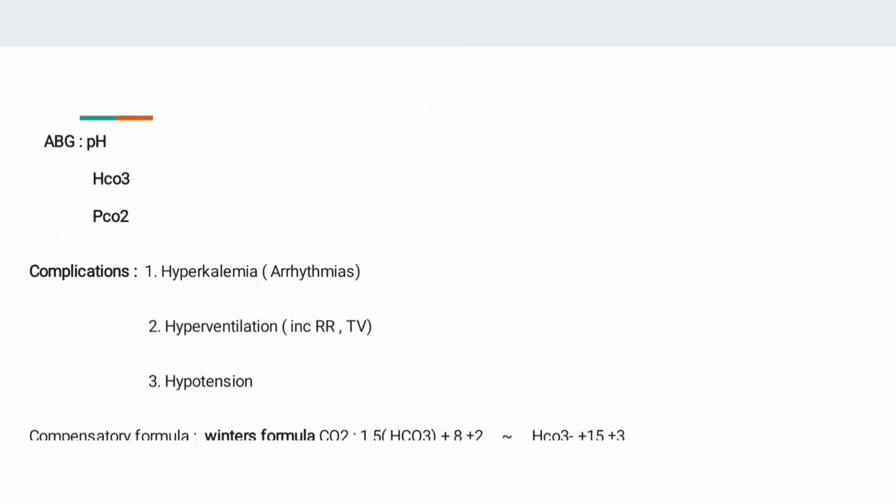So what is the ABG here? In metabolic acidosis, the pH will be decreased, as it is acidosis. What about the bicarbonate ion? As it is metabolic acidosis, bicarbonate will be decreased. What about the PCO2? As it is already in acidosis, the respiratory system will try to compensate it. The respiratory system will try to make it alkaline, so the PCO2 will be decreased, as we know that increased PCO2 is acidosis.